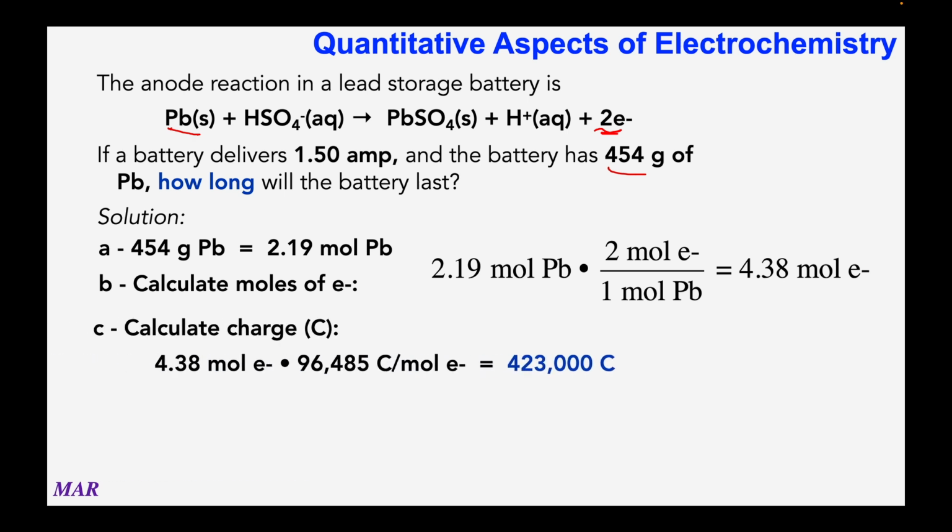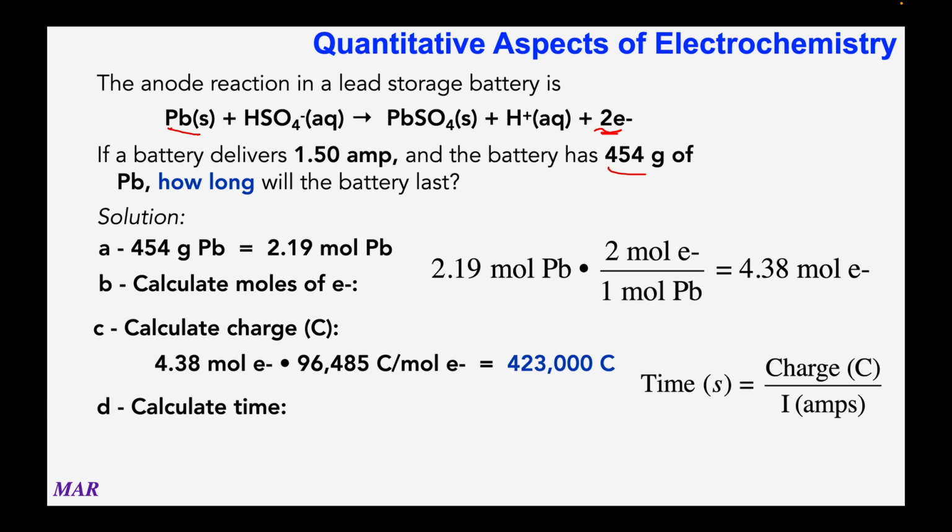The Faraday constant allows you to go from moles of electrons to coulombs of charge. Coulombs are a way to measure the charge. So when you multiply the moles of electrons by the Faraday, you get 423,000 coulombs of charge being transferred. And we have here in this case an amp of 1.50. That means 1.50 coulombs per second. So hopefully you see where we're going with this. We have 423,000 coulombs and 1.50 coulombs per second.